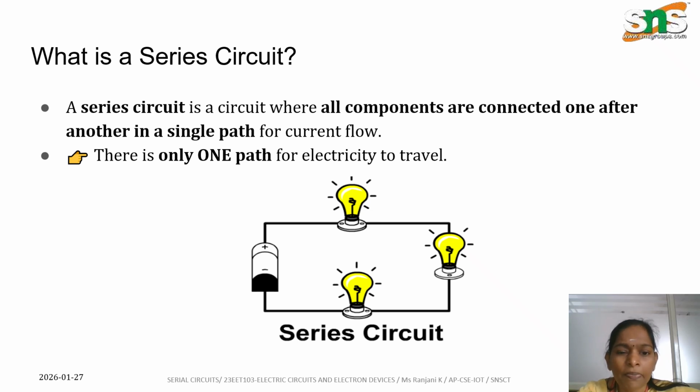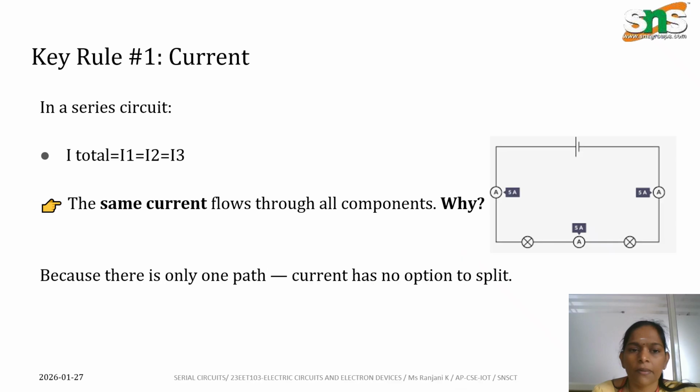For example, if you're traveling on a single road where one car travels behind another, so that there is no exit or shortcut, in such a case if any car develops a fault, what will happen? The other cars will be standing still. There will be a heavy traffic jam. Similarly, if one component fails or burns out, the whole circuit breaks. That is the main drawback of series circuits.